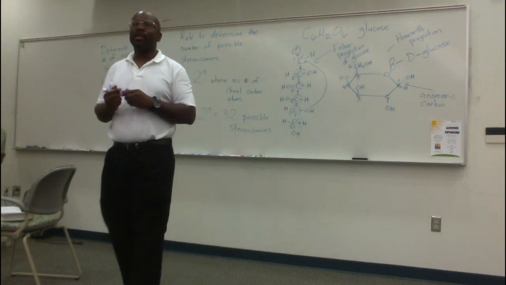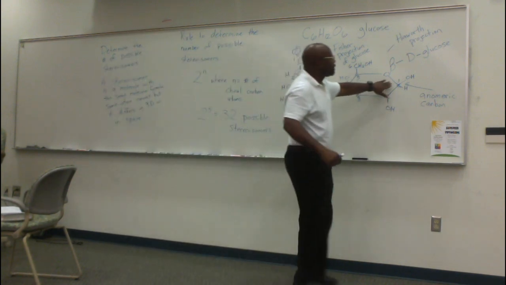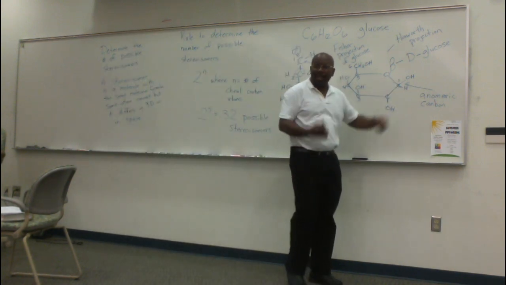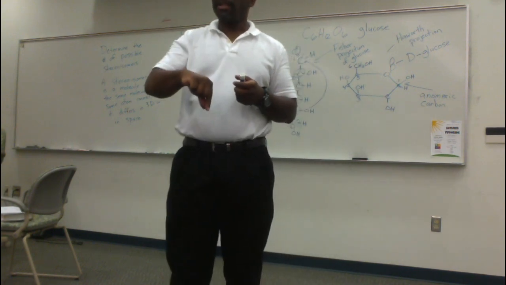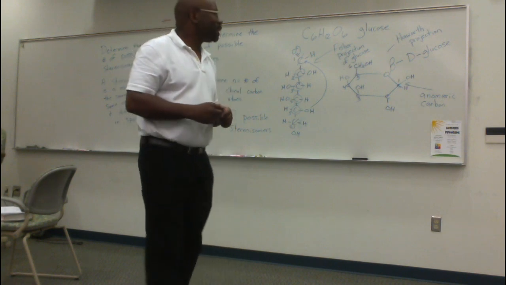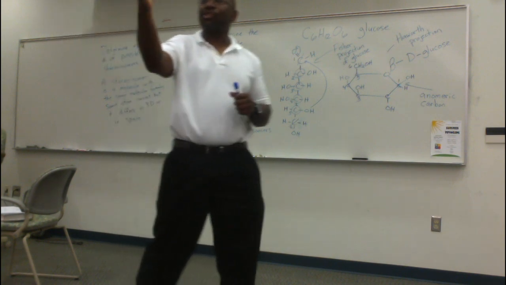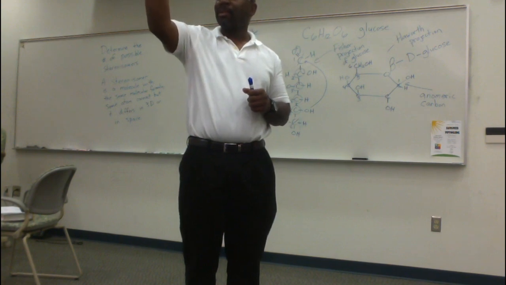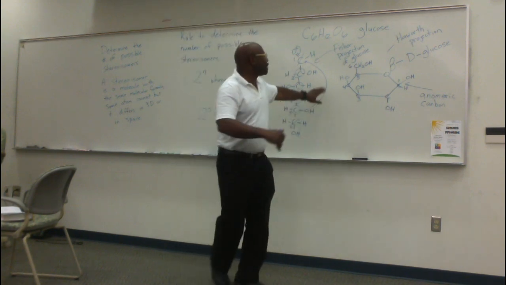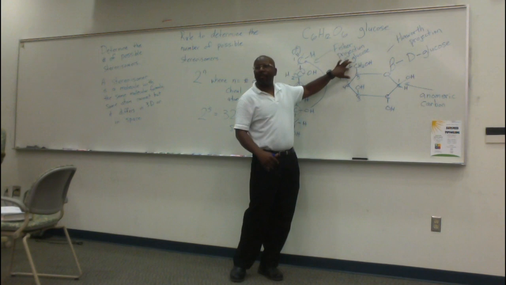Beta refers to carbon number 1. If it's up or down, beta is beat them up. Alpha will be the down one. D refers to the handedness of the sugar. Take your right hand, close it in a counterclockwise direction, and put your thumb up. The D is shown in carbon number 6 by the OH pointing up.